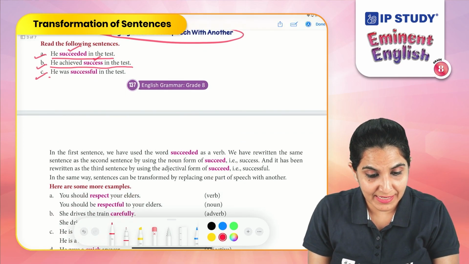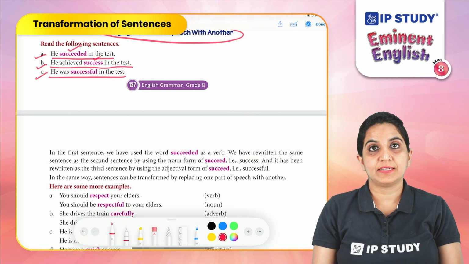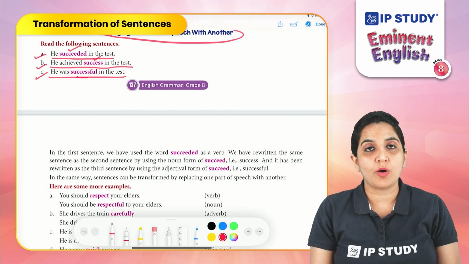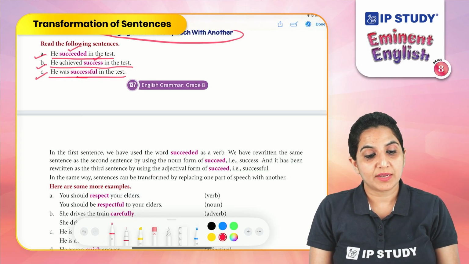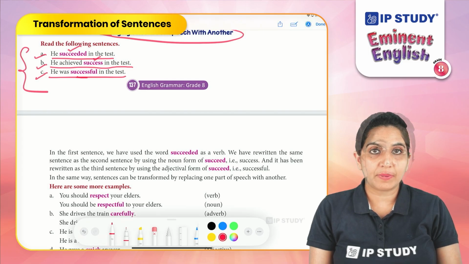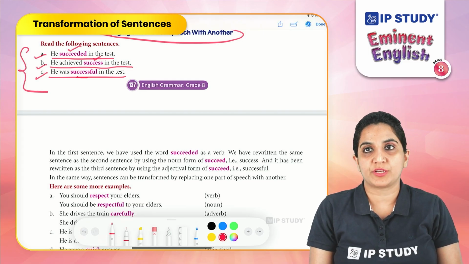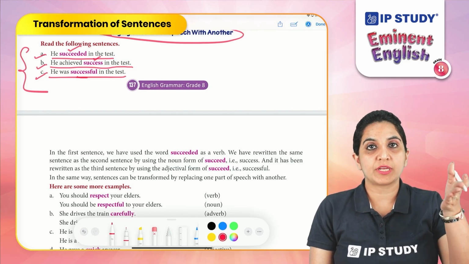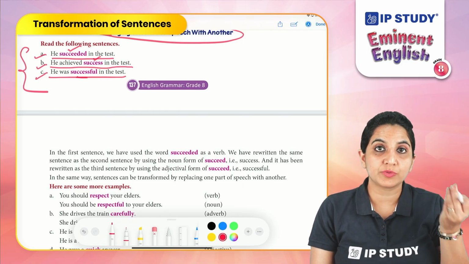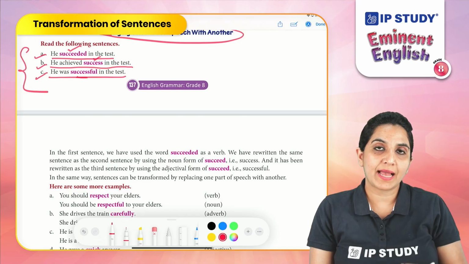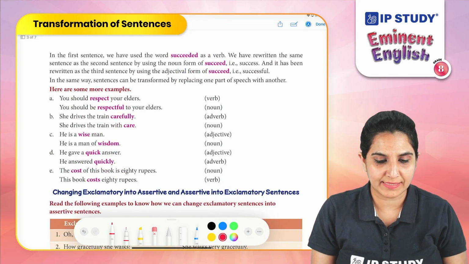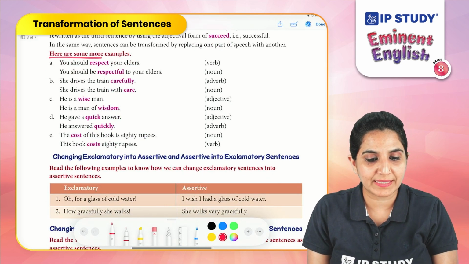He was successful in the test. Now this word successful is the adjective form of the verb succeeded. The idea in these three sentences is the same, but one part of speech has been changed. Succeeded changed to success and successful. So we can change the verb into a noun form and into an adjective form as well to transform a sentence. Let us read some more examples.